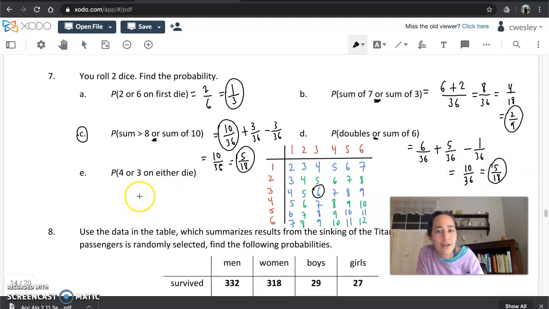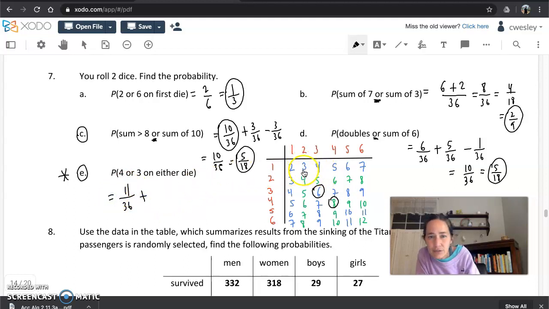4 or 3 on either die. We got to think hard about this one. This one probably deserves a little star. 4 on a die would be these 6, not double counting, plus 5 more, because I don't want to double count that 8. So 6, 7, 8, 9, 10, 11. There's 11 ways to get a 4 on a die.